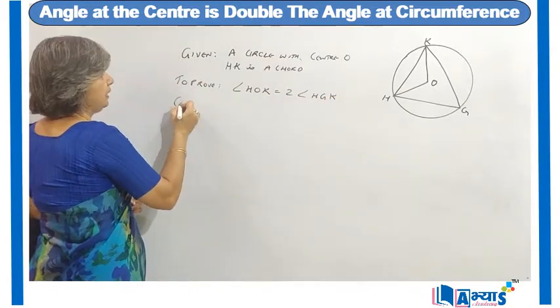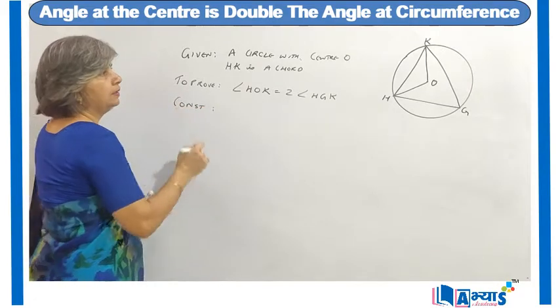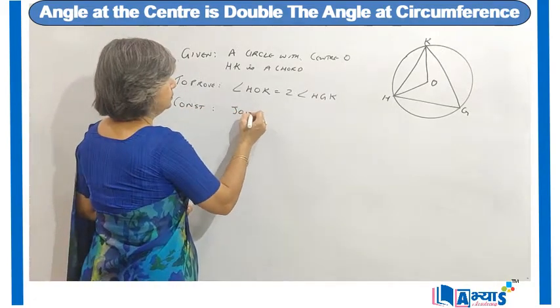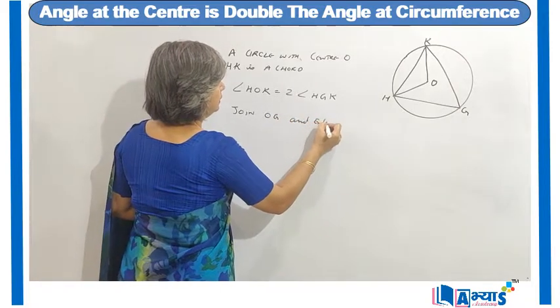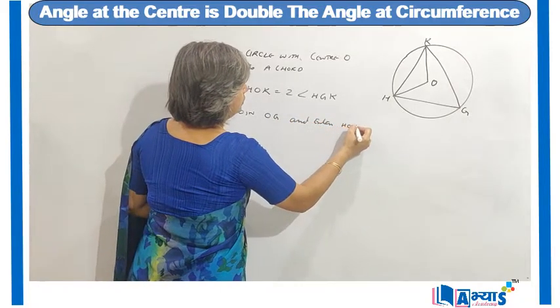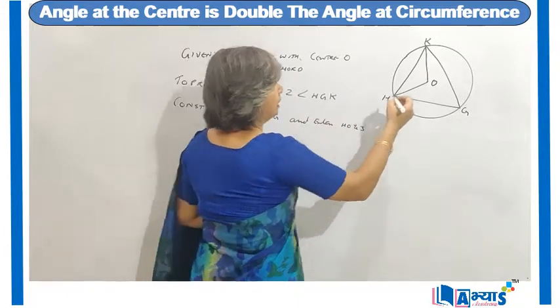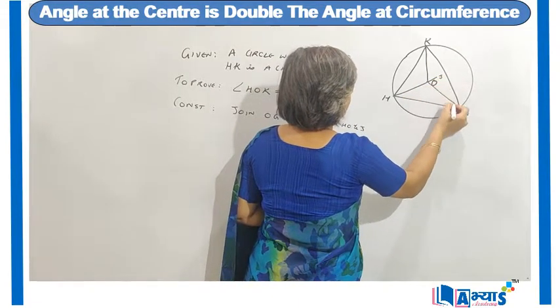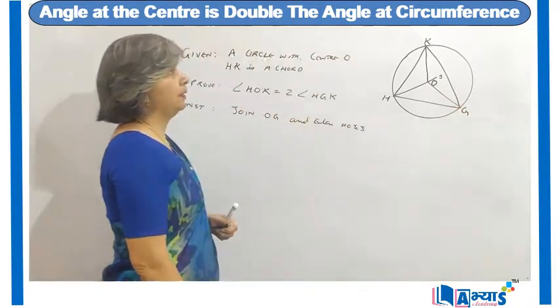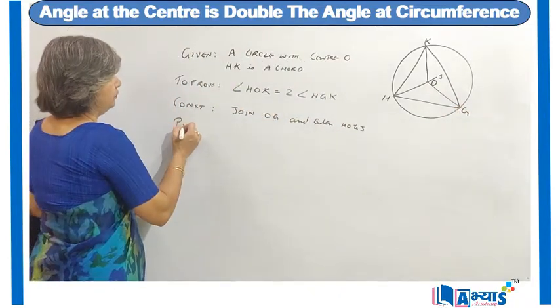Now for this we will make some construction. We will join OG and extend HO to J. That means we will extend this point to J and we will join OG. So now the proof follows.